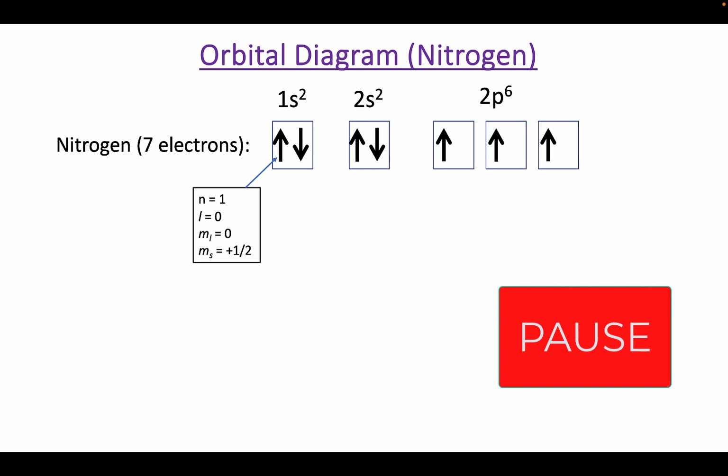Remember, n corresponds to a certain thing. That's the number within the orbital that it lives in. L corresponds to something about the orbital, ml as well, and then ms is whether it's spin up or spin down. Go ahead and pause the video, see if you can get that, and if you want to try to get the rest of them, that's great on you too.